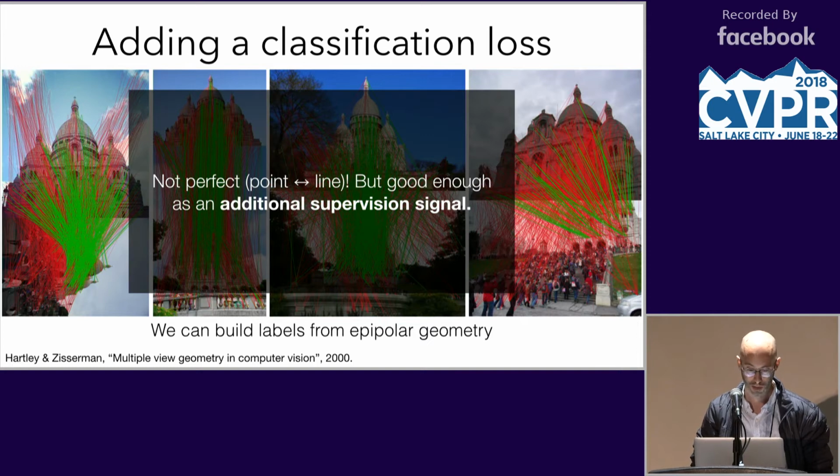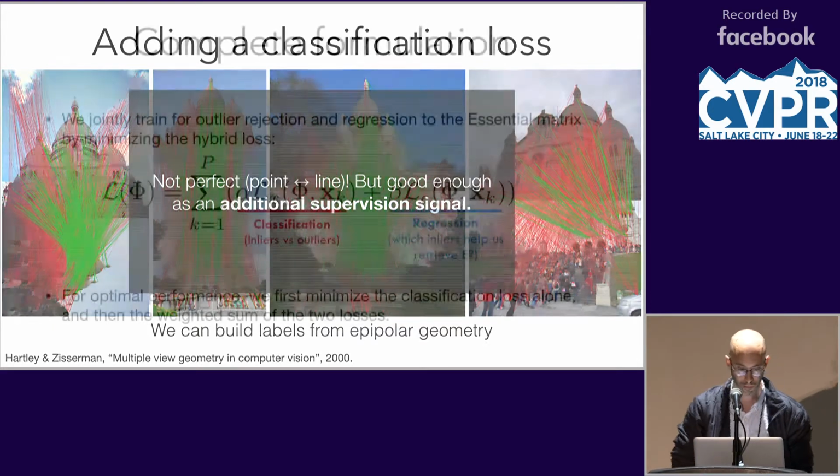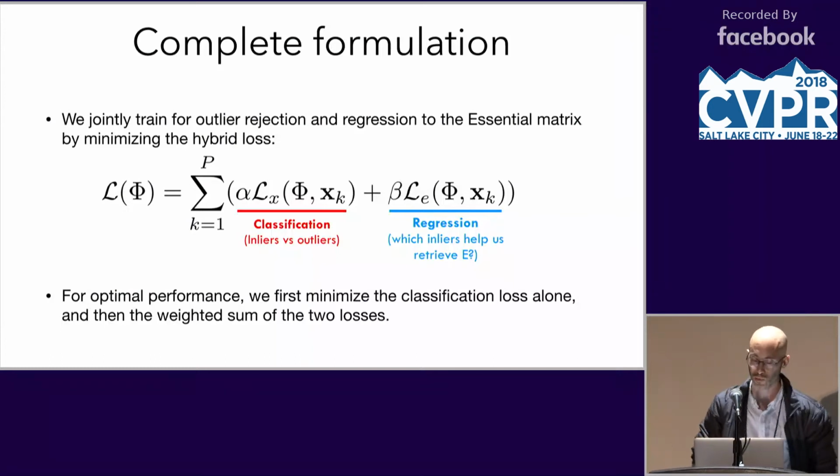Note that some false positives will slip through because with epipolar geometry, the best that we can do is map points to lines. So it's not a perfect labeling, but it is good enough to be used as an additional supervision signal for training. Then our complete loss formulation goes like this.